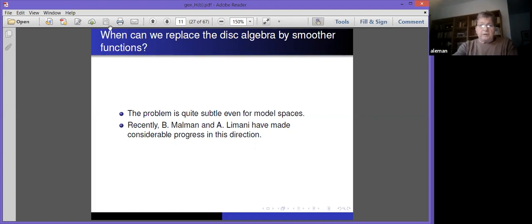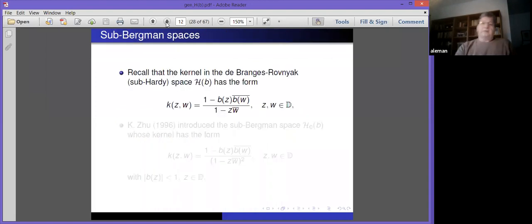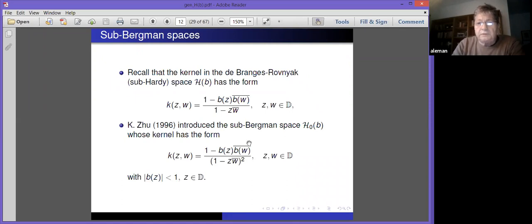Okay, but now let's go to another generalization, which is the so-called sub-Bergman spaces. Now, sub-Bergman spaces were introduced by Zhu, but it's again a very natural generalization. So let me recall that the H of B kernel looks like this. And then Zhu in 1996 introduces the sub-Bergman space H0B. It's a different space. The kernel now has the form 1 minus B of z times B of w bar, divided by the square of this.